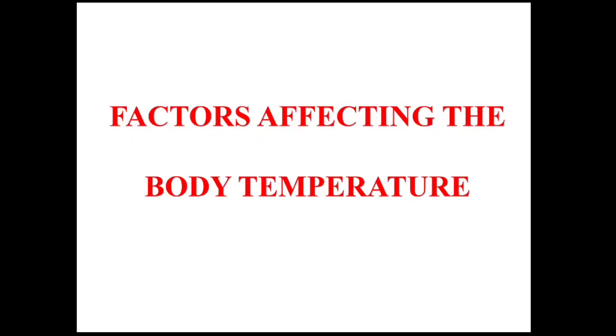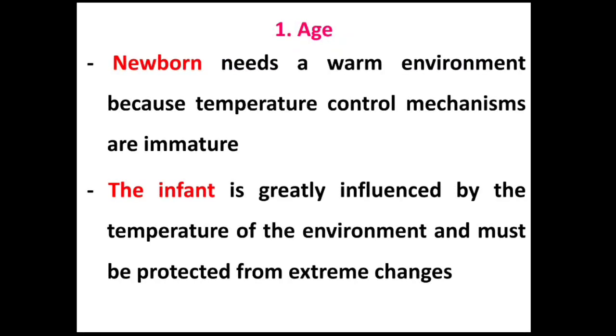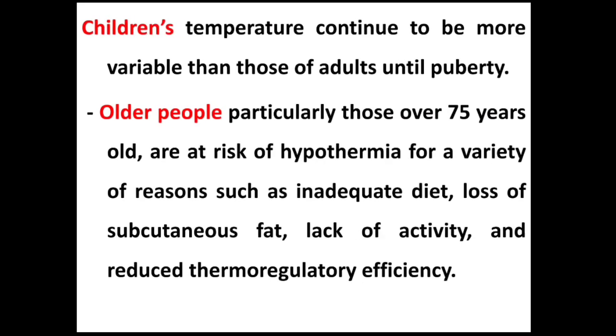So let us see what the factors affecting the body temperature are. First is the age of a person. First, consider the newborns. They need a warm environment because the temperature control mechanisms are not matured in newborns. Then let us see the infants. They should also be protected from extreme changes in the temperature of the environment. The children's temperature also continues to be more variable than that of adults until puberty.